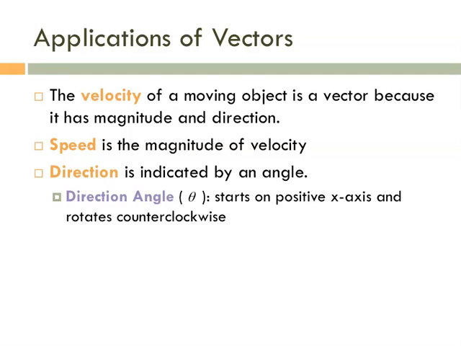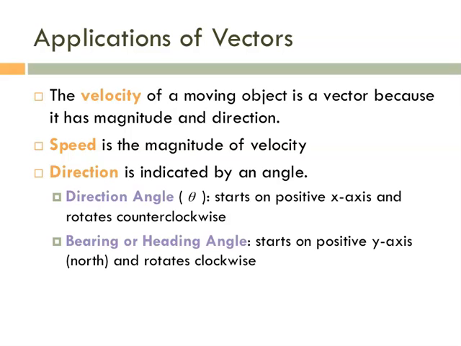The other type of direction that's used, this particularly comes into play if we're talking about an airplane that is going in a certain direction. We talk about what's called the bearing angle or the heading angle. This is the one that starts on the positive y-axis, that's north, and it rotates clockwise. So that's the bearing or heading angle. We're going to do an example just so you can see how you would convert something from a direction angle to a bearing angle or vice versa.